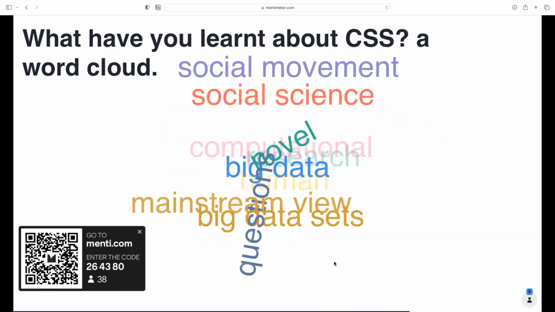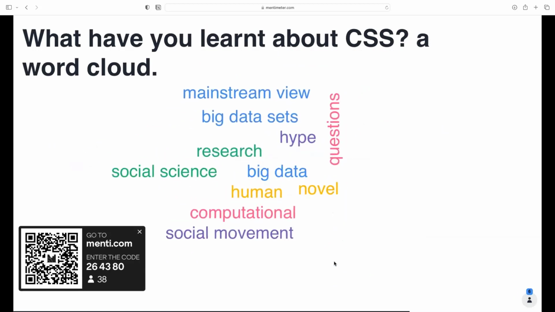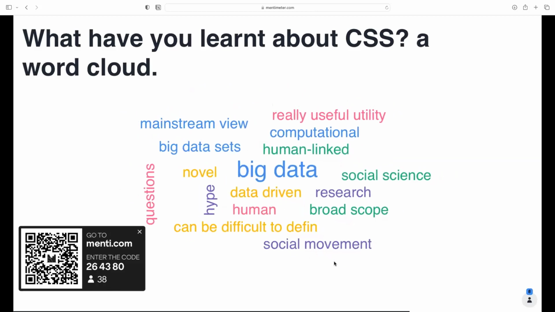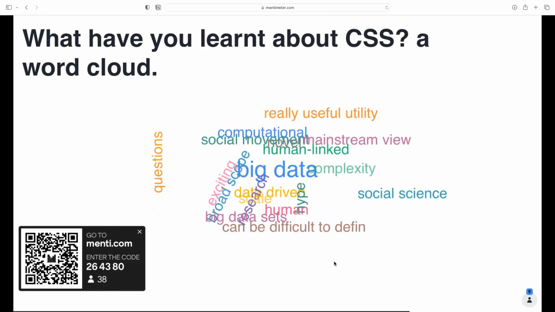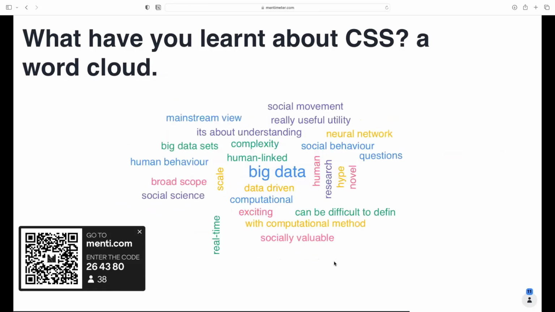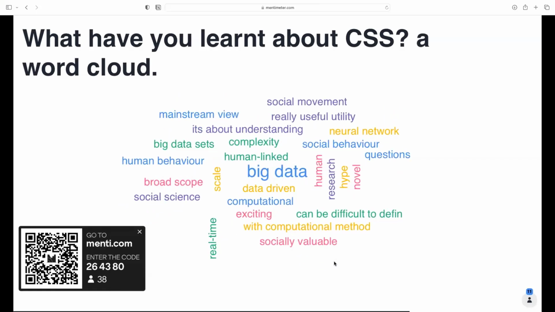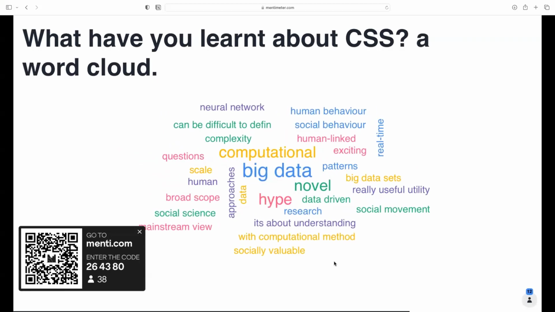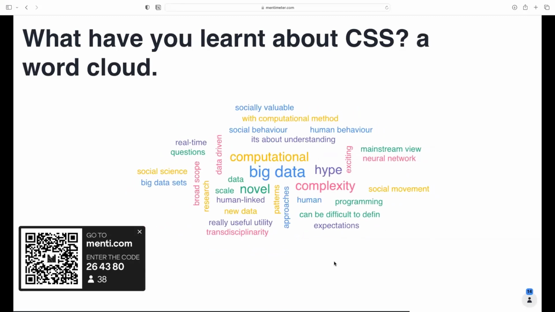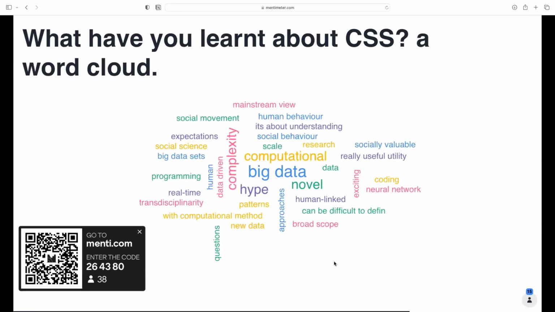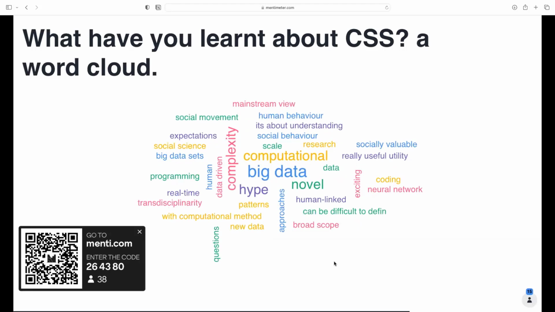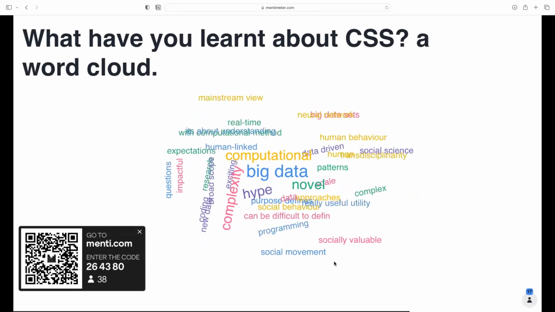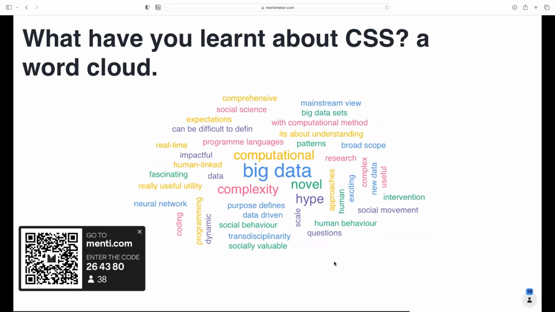Big data sets, yep. So you think about scraping, like, millions of online articles, you can have a massive data set, right? And we talked about the fact that we're working with big data, high dimensional data. Social movement, yeah. So we've got that social science component, socially valuable. Yep, social scientists often have to justify their research on the grounds it's going to be valuable for society. Human behavior, expectations, transdisciplinarity, yeah, for sure. Working with different fields. Exciting, yeah, I'd say so.